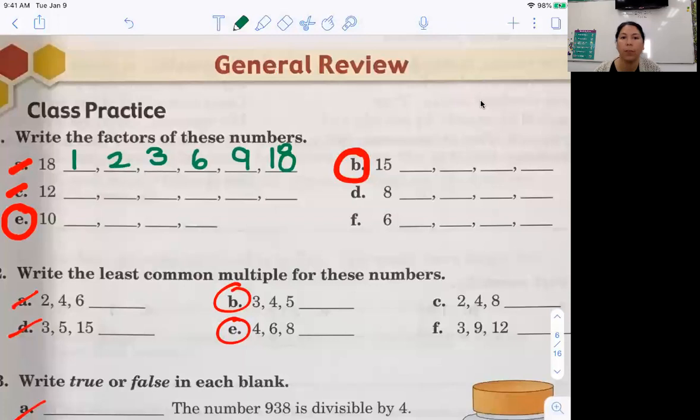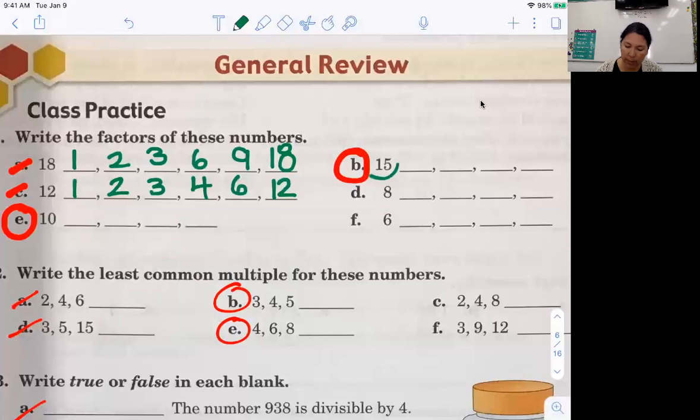Let's do the 12. Okay, what times what makes 12? Well, we always start with 1 times the number itself. Just like we did 1 times 18 first, we're going to do 1 times 12. So 1 times 12 makes 12. What else makes 12? 2 times 6. Is there another way to make 12? 3 times 4. All right, for the test portion, I want you to do letter E and letter B by yourself.